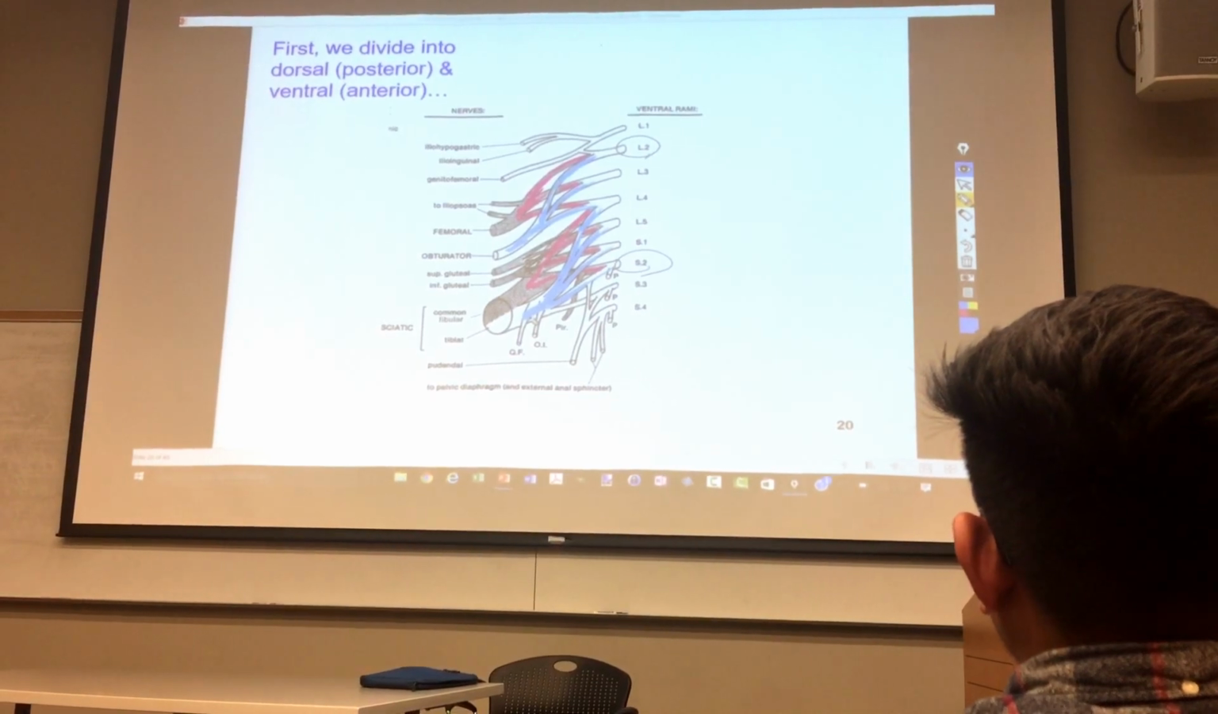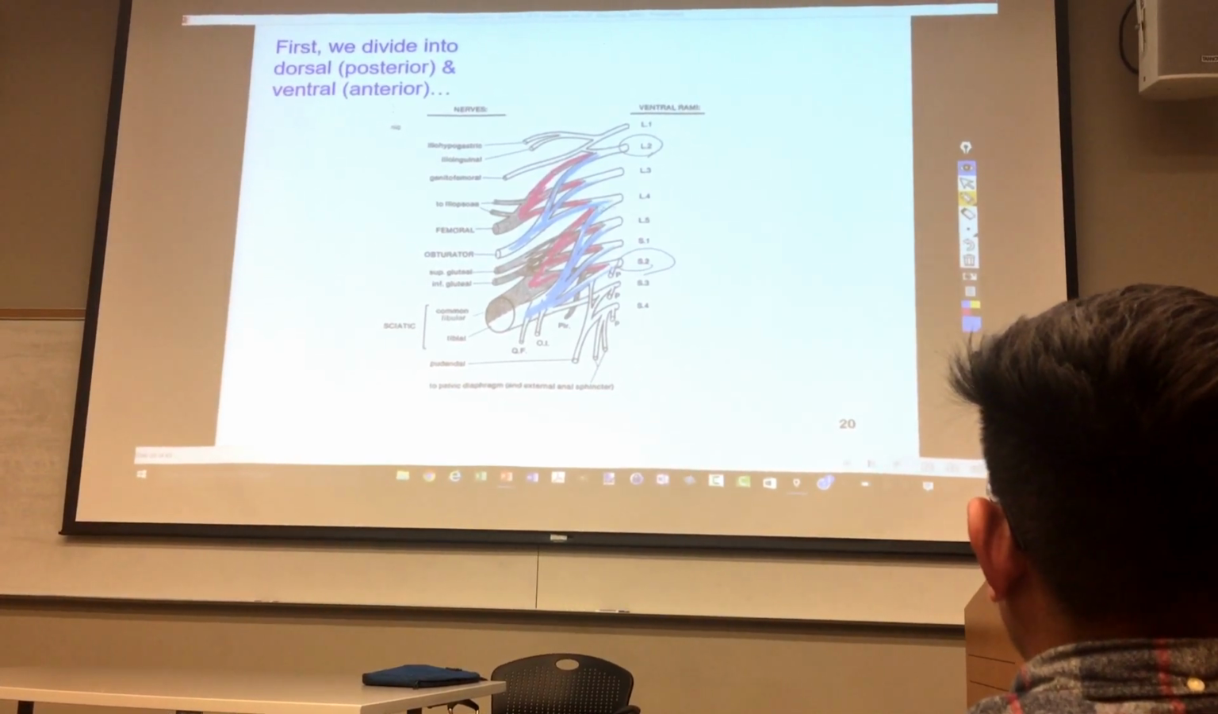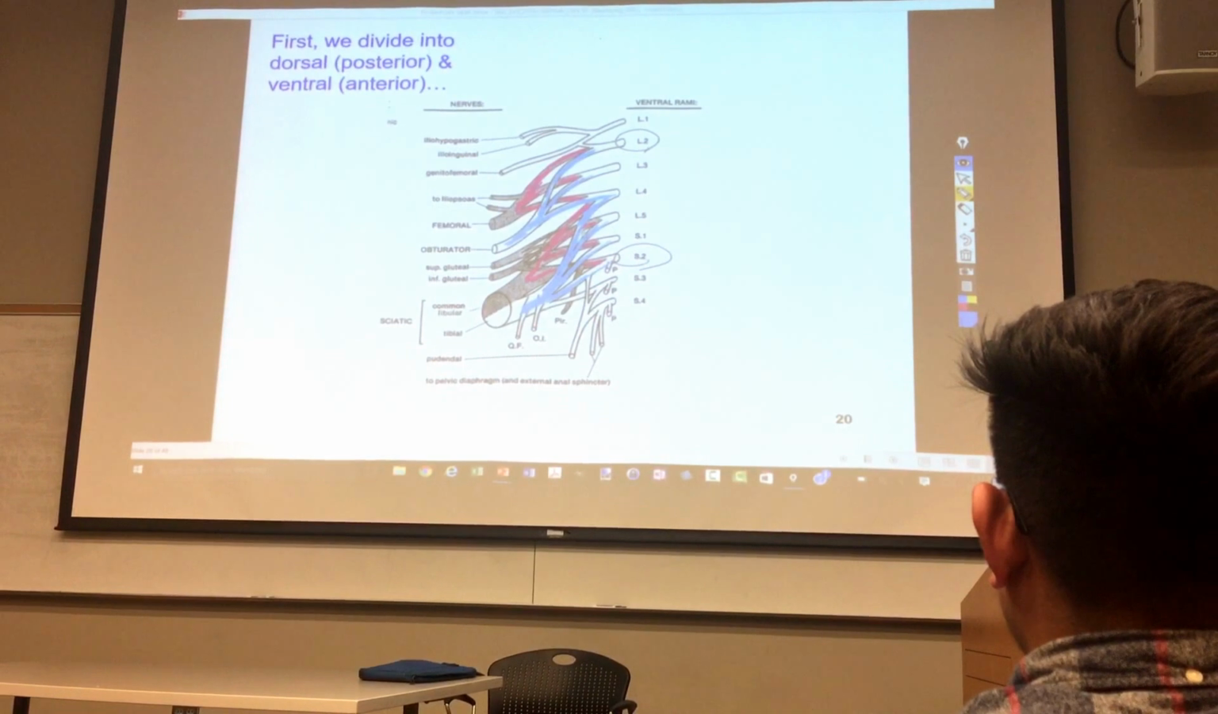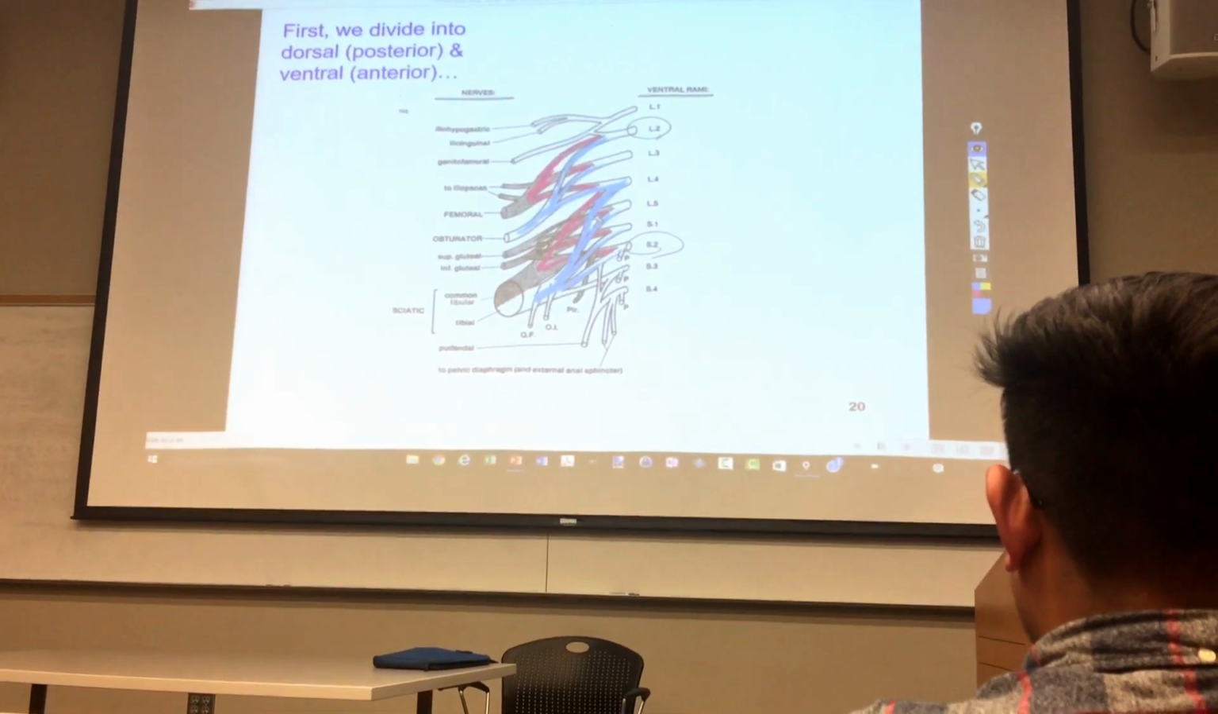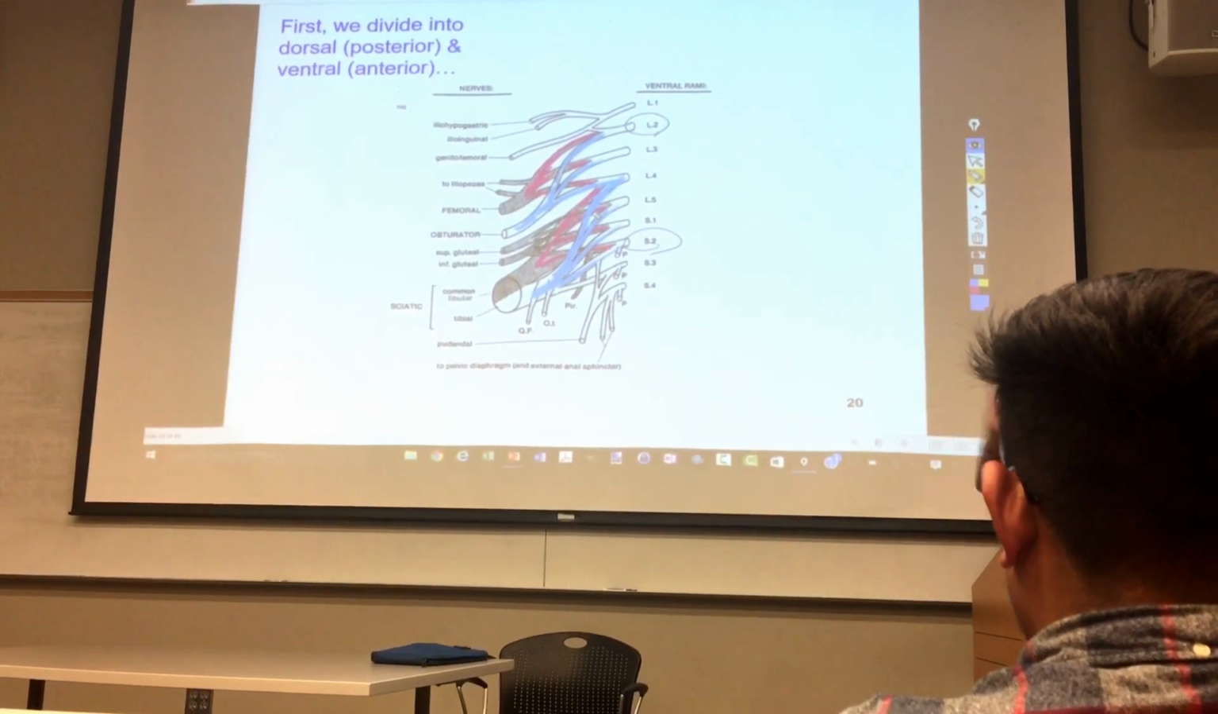And then when you look at L4, we saw L4 right here. This is one splitting, so it's one to many. That's definitely what happens inside of a plexus. Now, this just gives you your dorsal versus ventral.